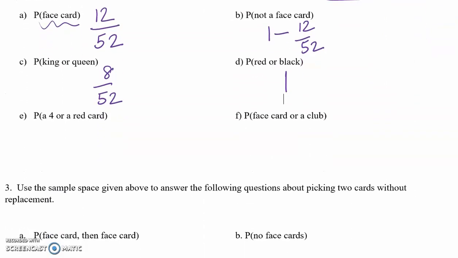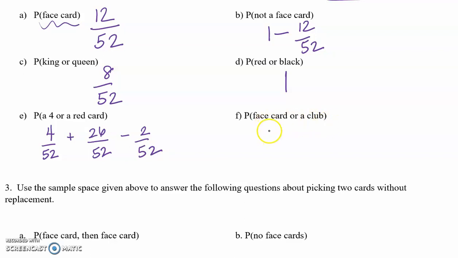The probability of picking a 4 or a red card, those are not mutually exclusive. There is an overlapping region. So we look at the probability of choosing a 4. So there are 4 cards that are 4s out of the 52. There are 26 red cards, and there are 2 cards that are both 4 and red, so I have to take away that probability.